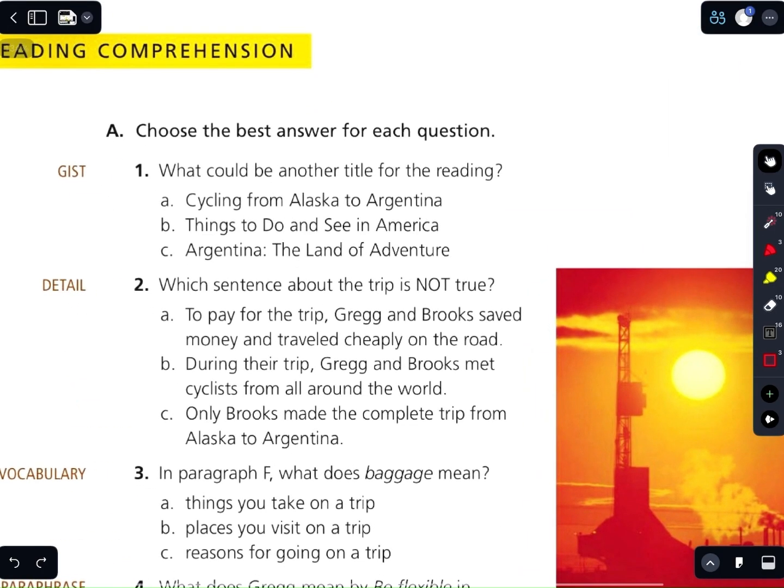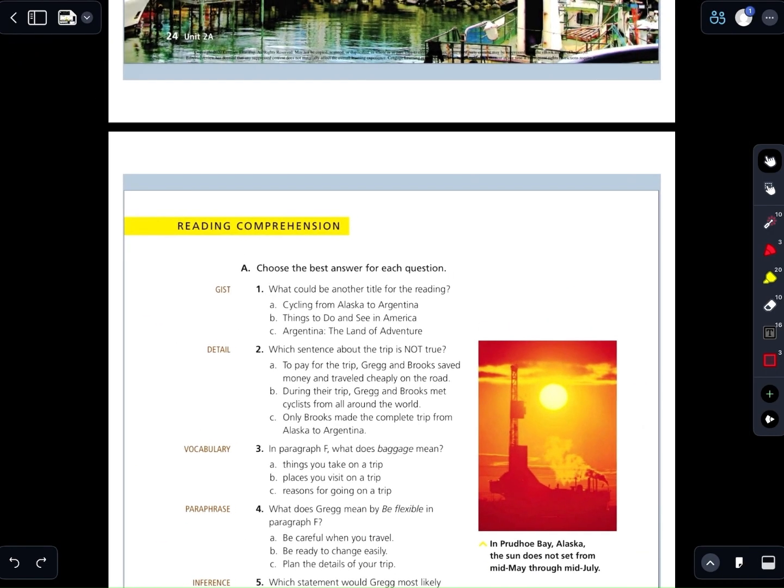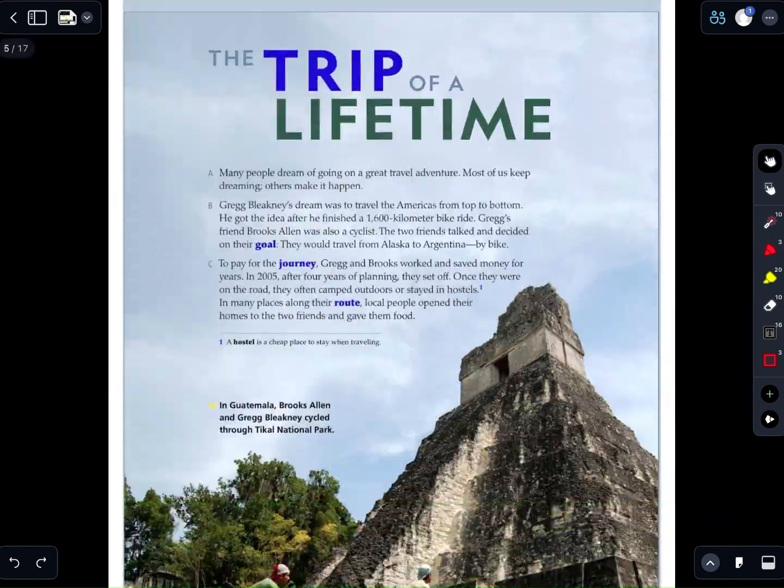So number 1, what could be another title for the reading? Cycling from Alaska to Argentina, things to do and see in America, Argentina, the land of adventure. Well, I think the title was originally The Trip of a Lifetime, which is a good title.